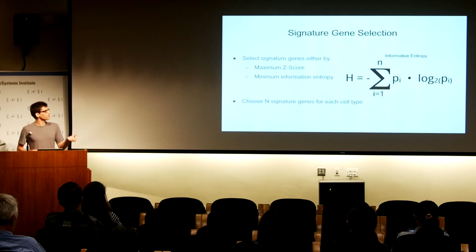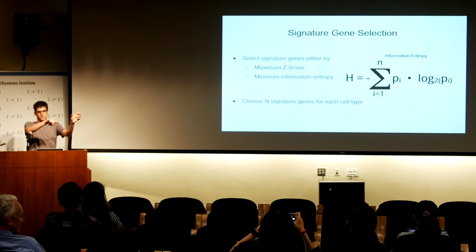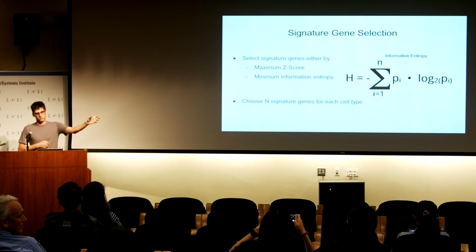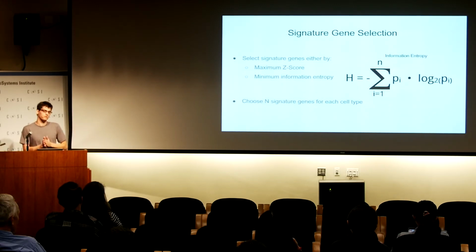There are many ways that we can do this. We've tested out a variety of them. We're currently using one of two. The first one is maximum z-score. The idea here is you look at the cell type in which your gene is most highly expressed, and you look at that as one value, and you have the distribution of the rest, and how far away that value is from the distribution influences whether or not you choose it as a signature gene.